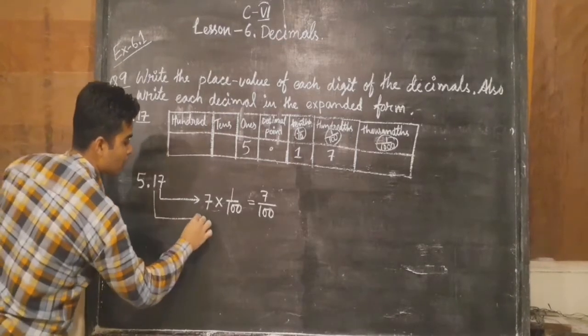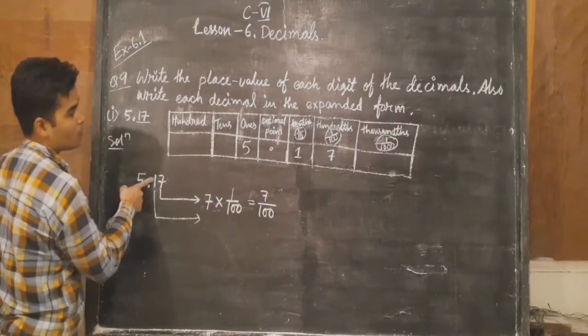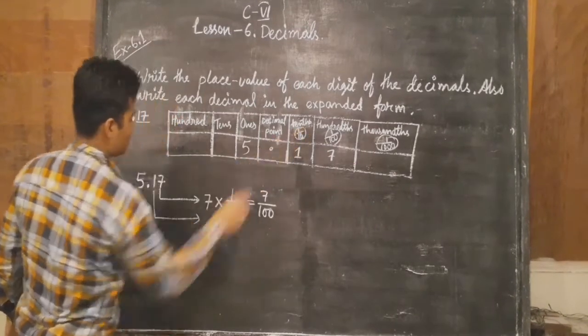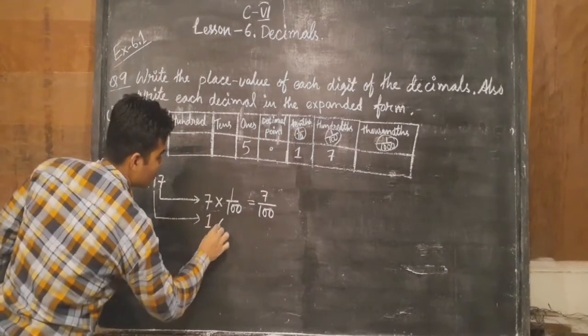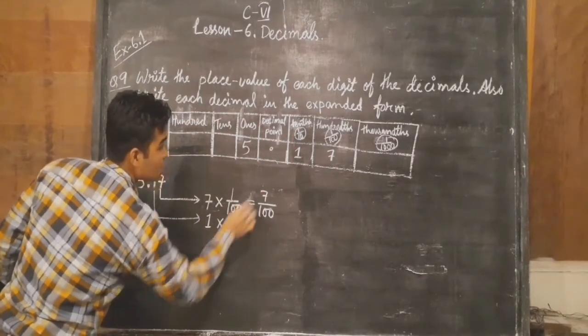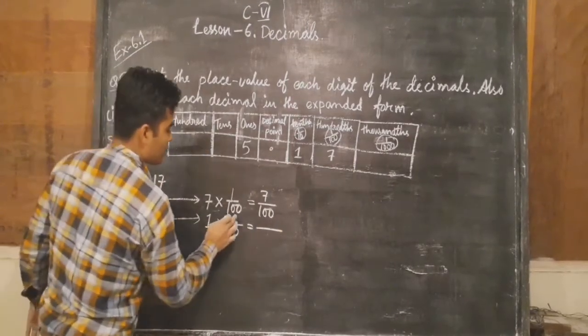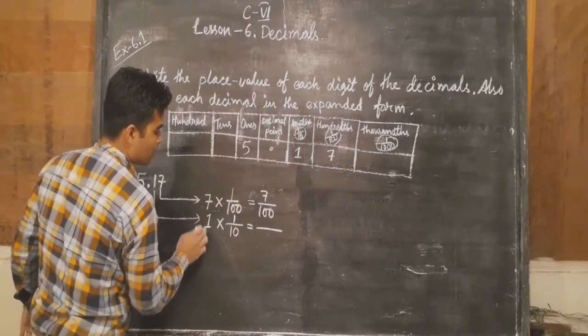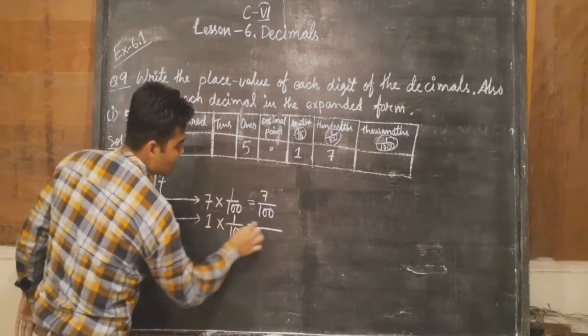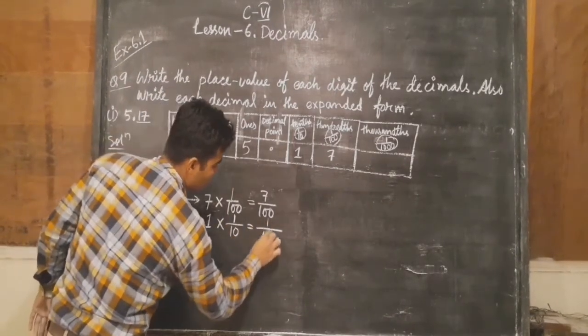Now the place value of 1, which place is it in? It is in the 10th place. So we have to write the digit into 10th, meaning what? 1 by 10. If we multiply 1 by 10 with 1, then what will be? 1 1s are 1 and this 10 will be as it is.